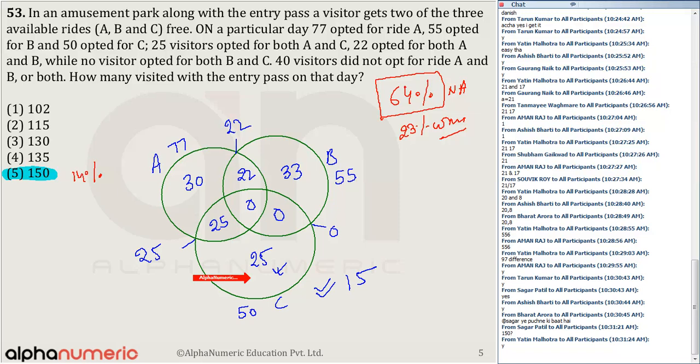The question is how many visited with the entry pass on that day. So basically I need to find out the total number of persons on whom the survey was done. So add all of them: 30 plus 22 plus 25 plus 33 plus 25 plus 15. That value comes out to be 150. So the correct answer is definitely option 5.